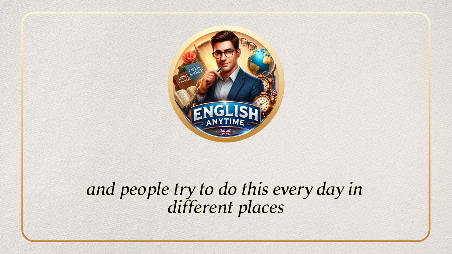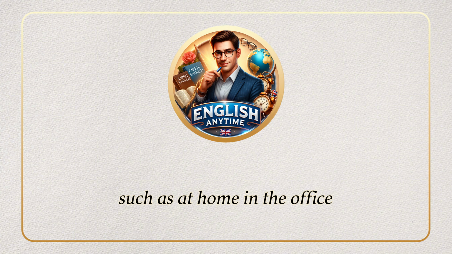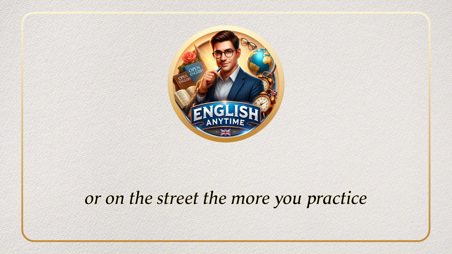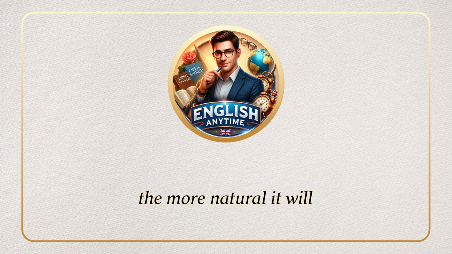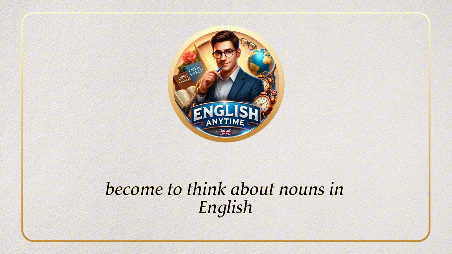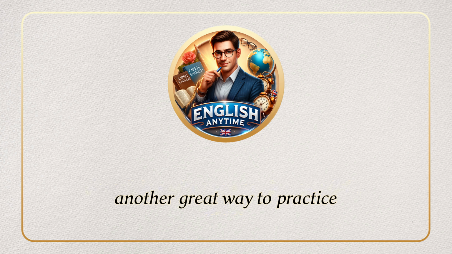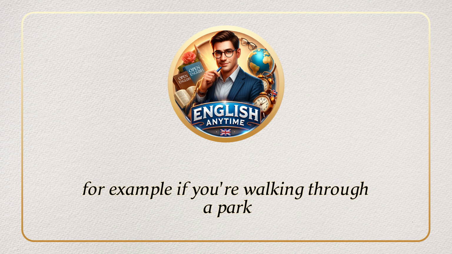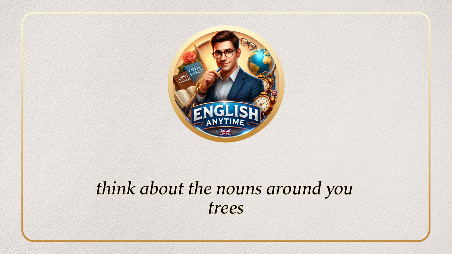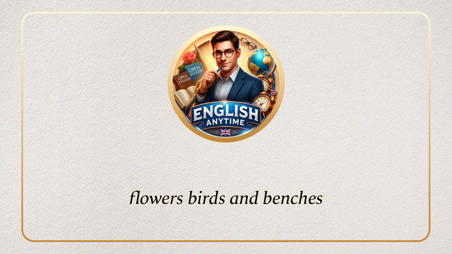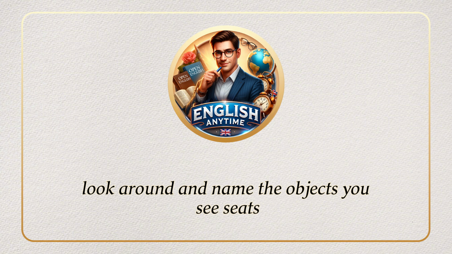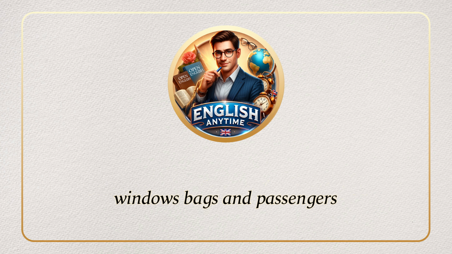and people. Try to do this every day in different places, such as at home, in the office, or on the street. The more you practice, the more natural it will become to think about nouns in English. Describing what you see in your daily life is another great way to practice. For example, if you're walking through a park, think about the nouns around you: trees, flowers, birds, and benches. If you're on a bus, look around and name the objects you see: seats, windows, bags, and passengers.